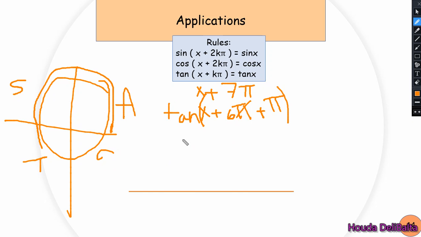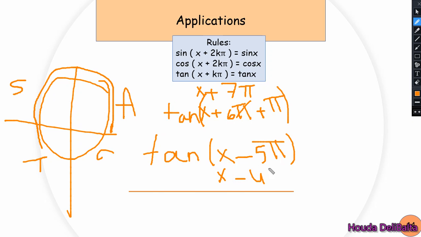Now let's try another number. For example, if I have tangent of x minus 5 pi, so as if I'm talking about x minus 4 pi minus pi. I can cancel 4 pi because it's even. Now I'm moving tangent of minus pi plus x.